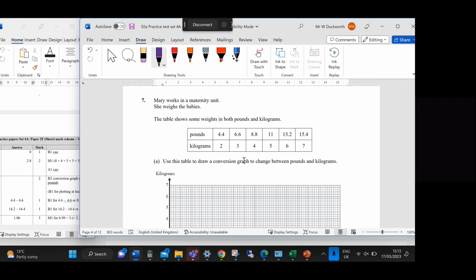Okay, Mary works in a maternity unit. She weighs the babies. The table shows some weights of the babies in pounds and kilograms. Use this table to draw a conversion graph to change between pounds and kilograms.